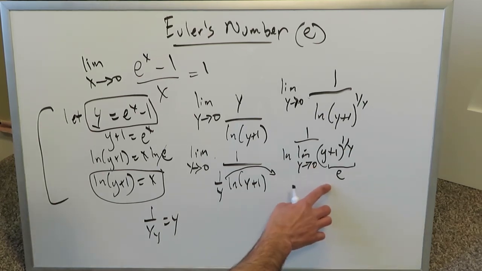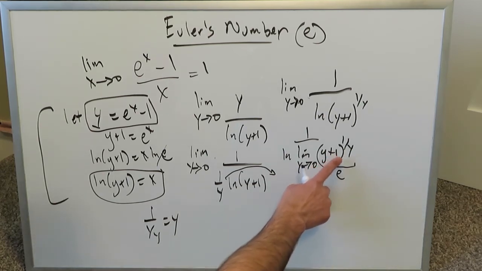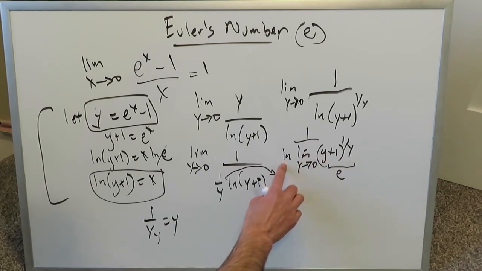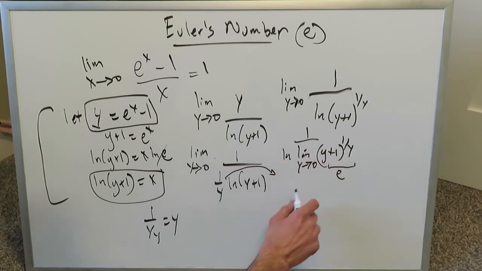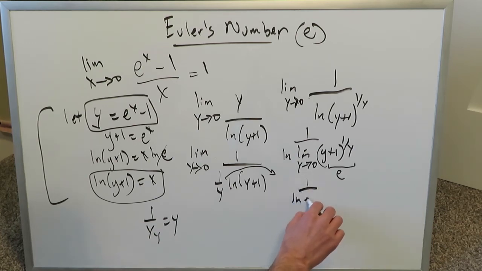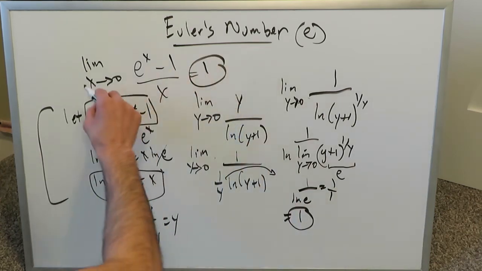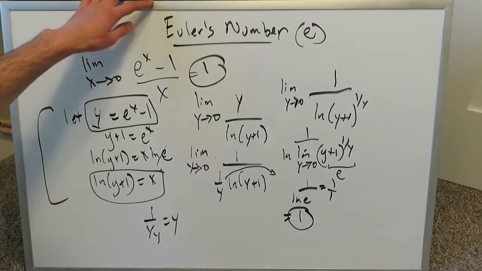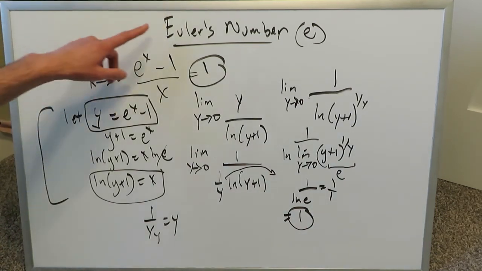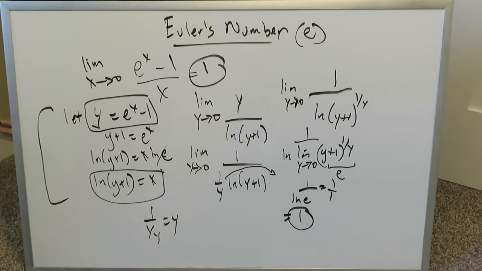As the values become closer and closer to 0, this expression right here, which is outside the natural log, will become closer and closer to e. In essence, what you end up having is 1 over natural log e, and you know natural log e is equal to 1, so 1 over 1 is equal to 1. That's how you show that this expression, which is a famous limit involving Euler's number, is always equal to 1.